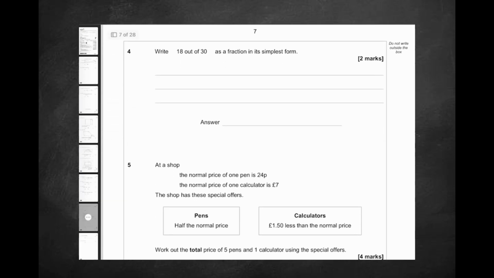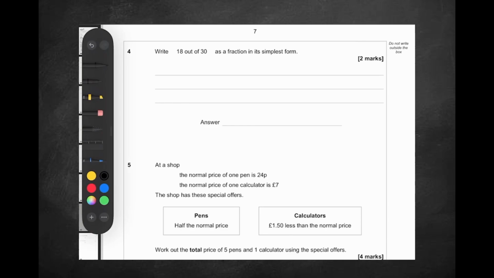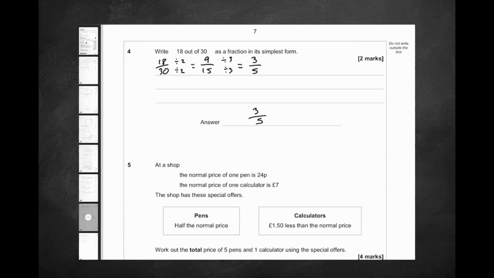Question 4. Write 18 out of 30 as a fraction in its simplest form. So 18 out of 30. So what we can do here is we can divide the top and the bottom by 2 to simplify it. Gives us 9 over 15. We can divide the top and the bottom here by 3, which gives us 3 over 5. 3 is prime, and 5 is prime. Therefore, we can't simplify any further, and our answer is 3 over 5.